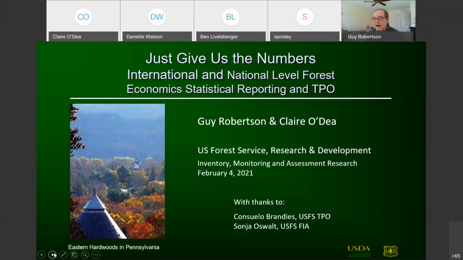Okay, we'll start out. This is slide one, so don't advance the slide yet. Hello, everybody. I work for the Forest Service, where I am, among other things, responsible for international and national reporting for forest statistics, including wood products. I will be sharing this presentation with my colleague, Claire Udi, who heads up the RPA assessment, which I know many of you are familiar with. I wanted to thank Consuelo Brandes and Sonia Oswald for their helpful input to this talk and to my work in general.